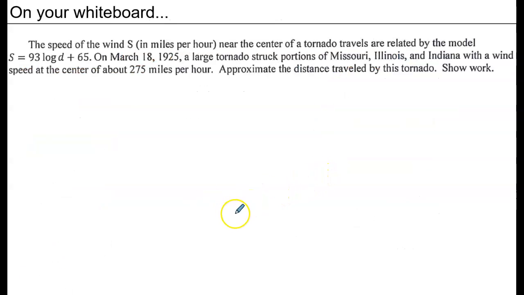So go ahead and pause the video and try this application problem on your own. And then when you're ready to resume, we'll go over the answers together.